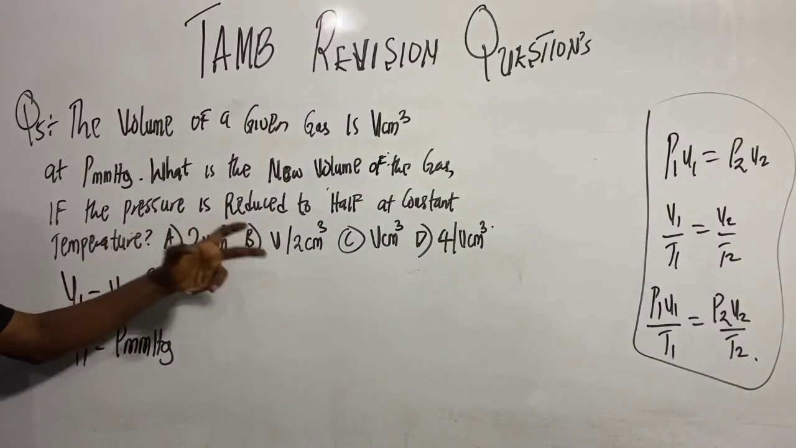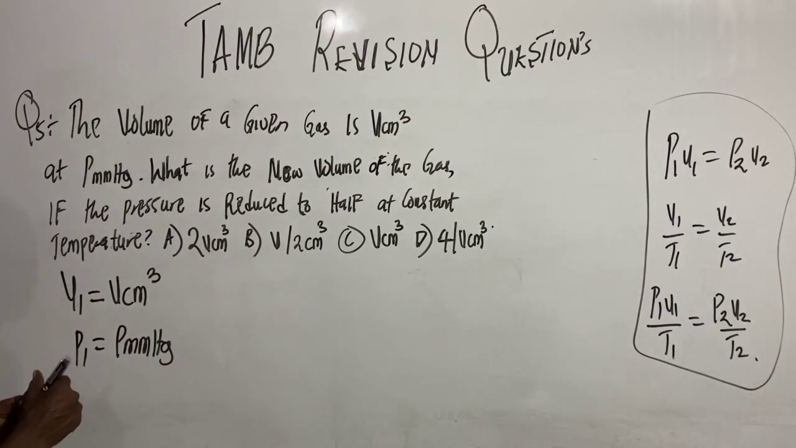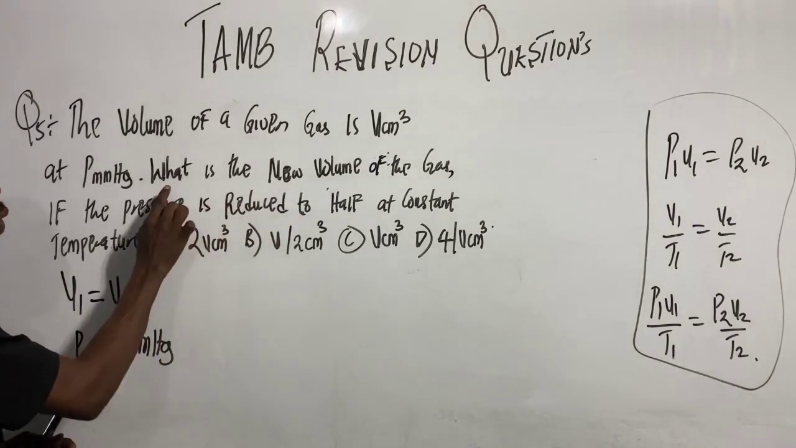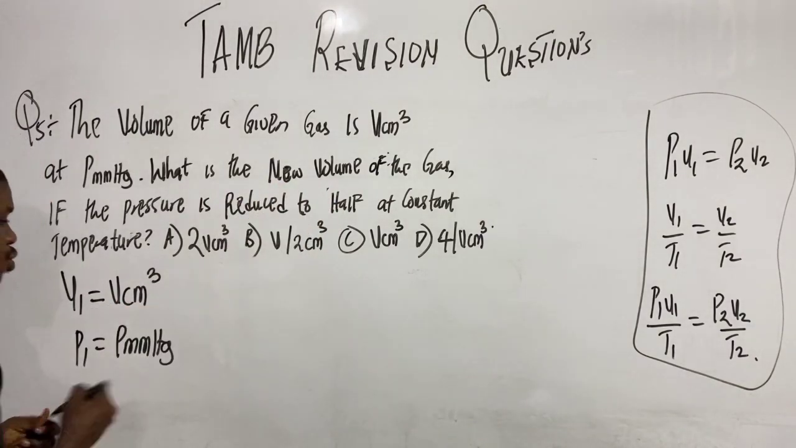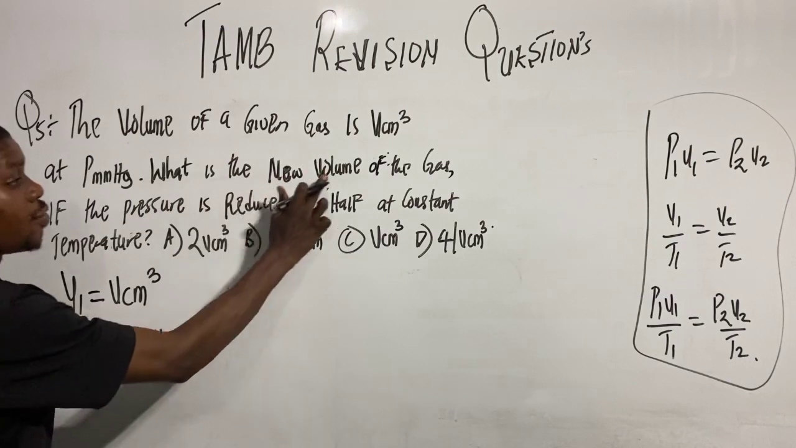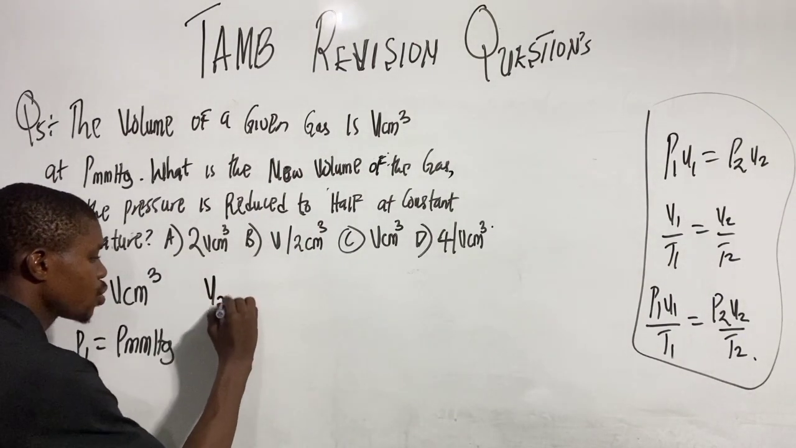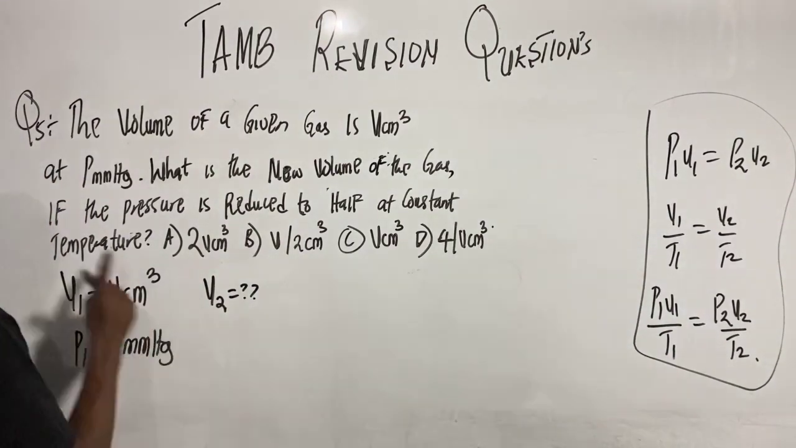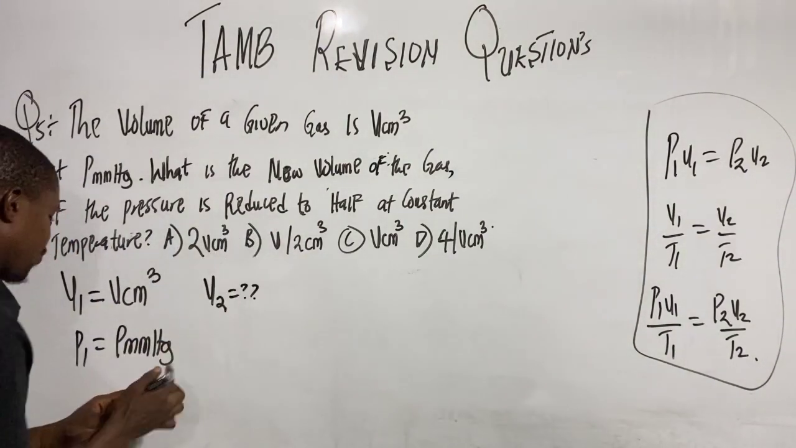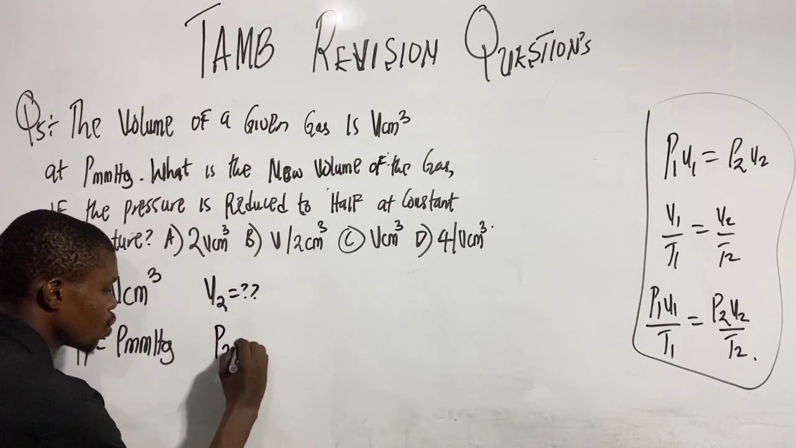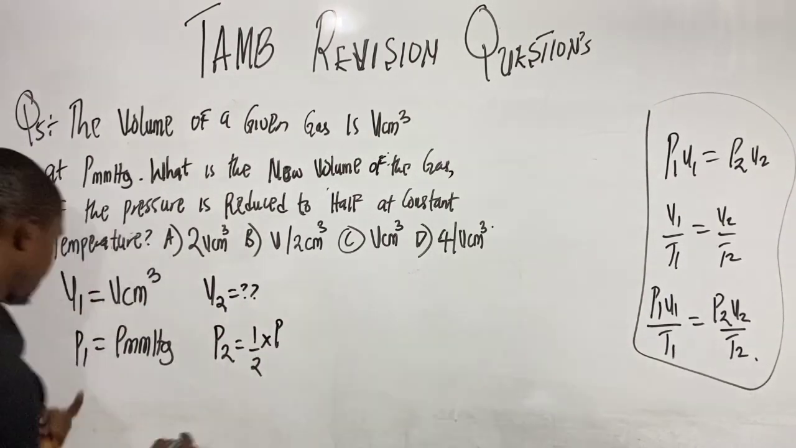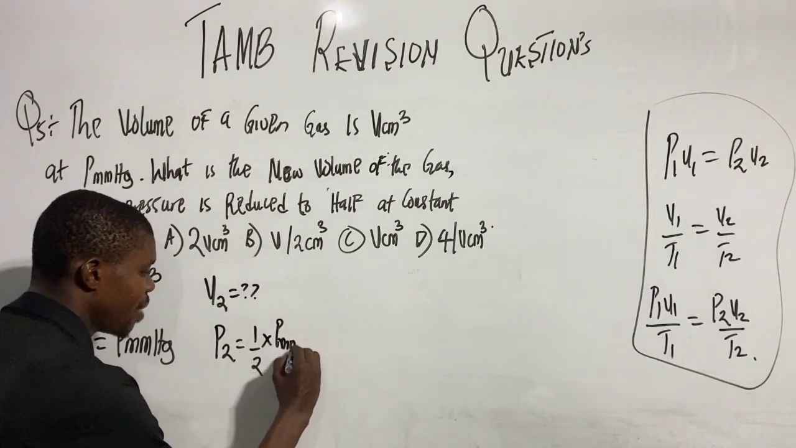If the pressure is reduced to half, what is the new pressure, and so what is the new volume? My V2 here, I don't know it. Now, if the pressure is reduced to half, my P2 is equal to half of my P1, which is P millimeter mercury.